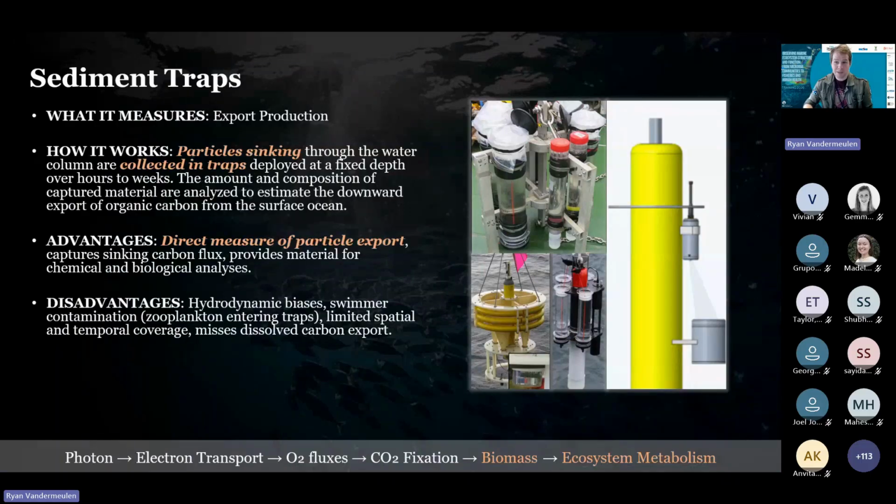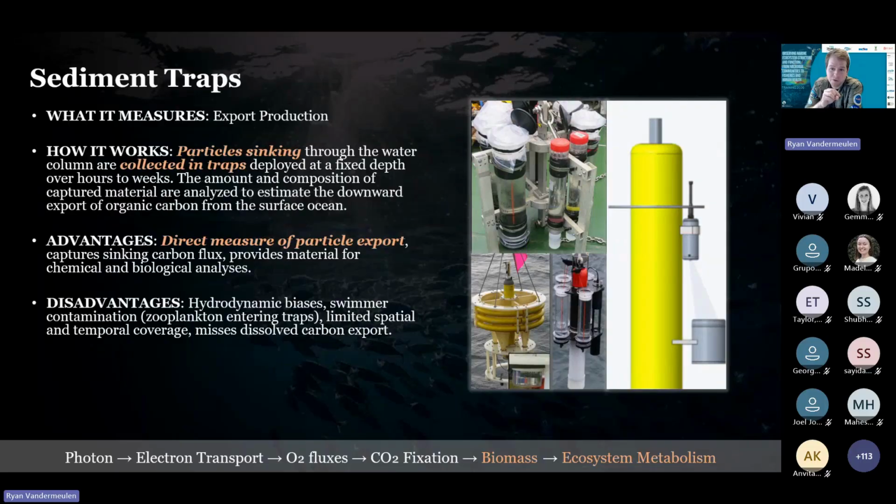So how do we measure something that's happening hundreds or thousands of meters below the surface? One of the oldest approaches is surprisingly simple. We just capture the particles as they sink. Sediment traps are essentially underwater collectors that intercept sinking material at a known depth. By measuring the amount and the composition of the material captured over time, we can estimate the flux of organic carbon leaving the surface ocean. This gives us one of the most direct measurements of export production, the actual transfer of carbon from the surface ocean toward the deep ocean.